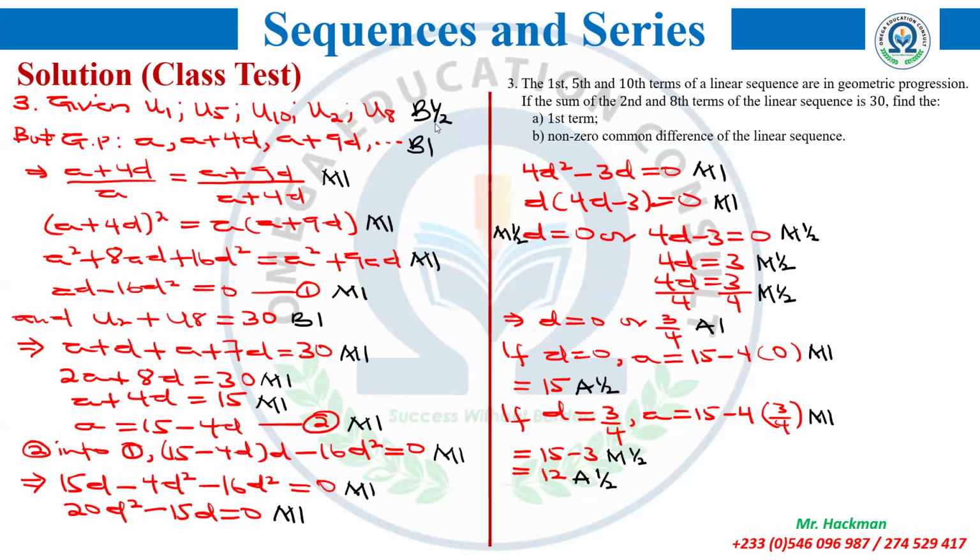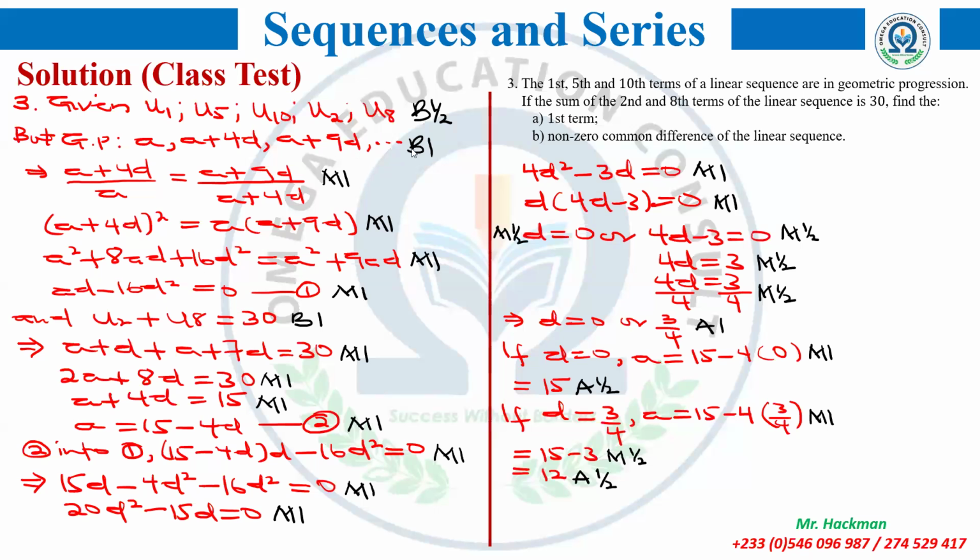But we are talking about a linear sequence, an AP. We are told that the first, the fifth, and the 10th terms will form a GP. So it means the first, the fifth, and the 10th terms, and so on, will be your GP. The first term of an AP is given by A. The fifth term of an AP is given by A plus 4D, and the 10th term of an AP will be A plus 9D.